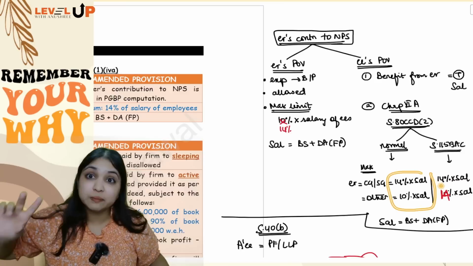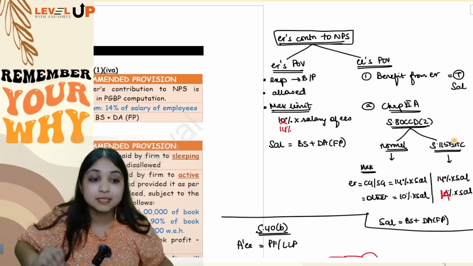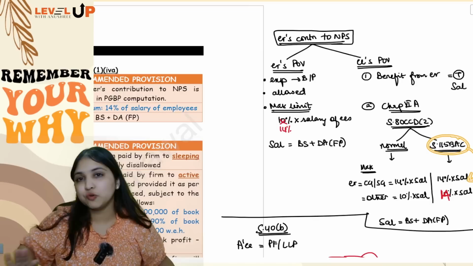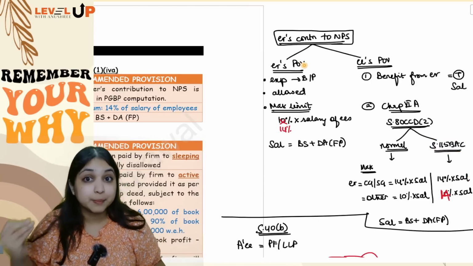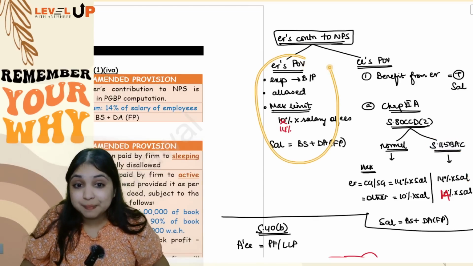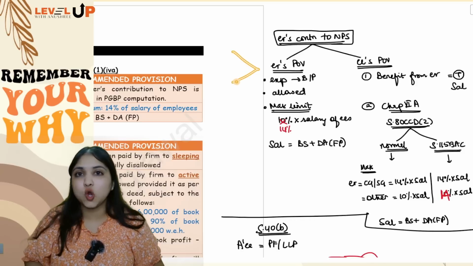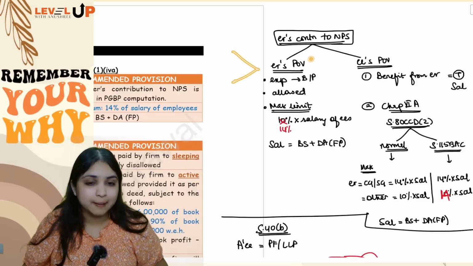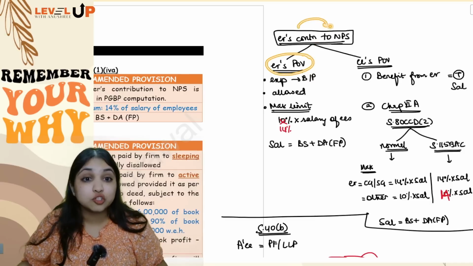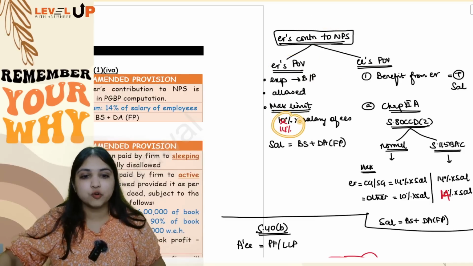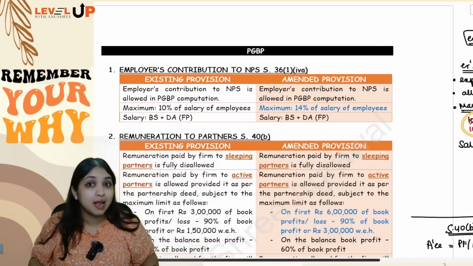In normal regime, we still have to remember both the numbers. In 115 BAC, only the 14% number we will remember. But please don't forget, the PGBP amendment will apply whether assessee is following 115 BAC or normal, doesn't matter. For all employers, whatever contribution they are making to NPS, 14% of employee salary will be allowed for them.